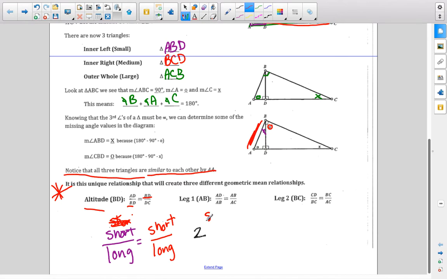So short, I've got to do that in purple, forgetting my colors. Little triangle is purple, short is to hypotenuse as, and I go to AB, that's my big one, so I'm going to use green. So AB is the short of the big triangle, the large one, compared to its hypotenuse, which is AC.